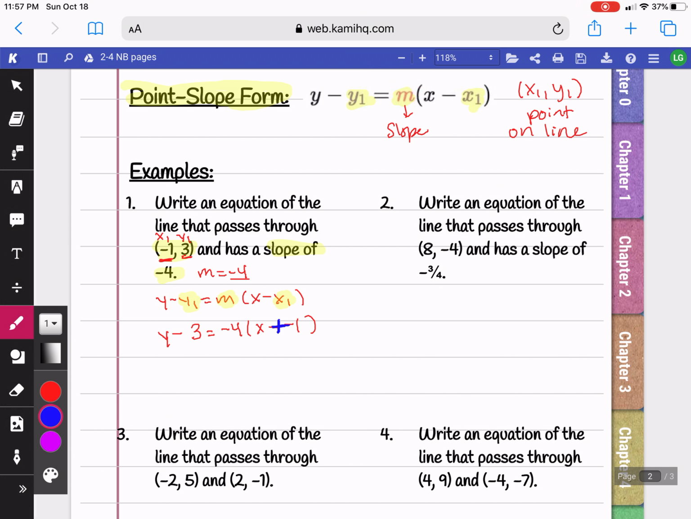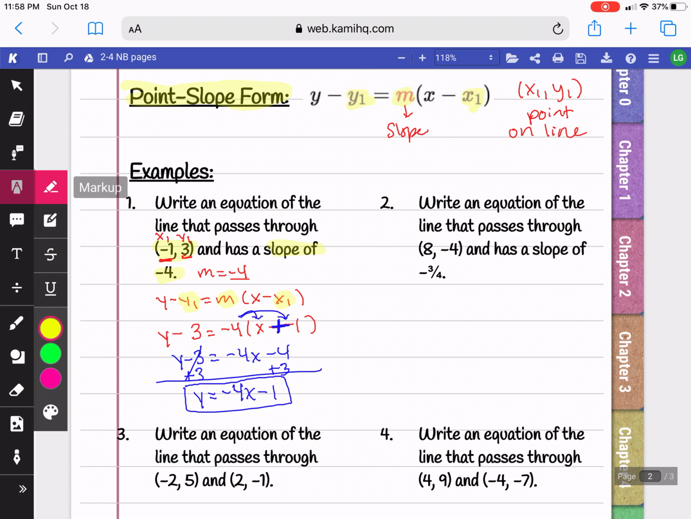Our next step, because our goal is to write this in slope-intercept form, is to distribute. So my left side stays the same. And negative 4 times x is negative 4x. Negative 4 times 1 is negative 4. It's almost in slope-intercept form. We want to get y by itself. So our last step is to undo the minus 3. So here I'm going to add 3 to both sides. And I get y equals negative 4x. Negative 4 plus 3 is negative 1. So that would be our equation for the line in slope-intercept form.